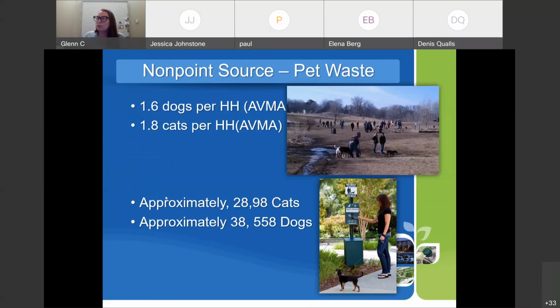Another non-point source: pet waste. As was discussed, feces from pets are a source of E. coli and nutrients that are loading into water bodies via stormwater runoff. From our research from the American Veterinary Association, it was determined that there are approximately 1.6 dogs per household and 1.8 cats per household. So what we determined was that there are approximately 29,000 cats and approximately 38,500 dogs.